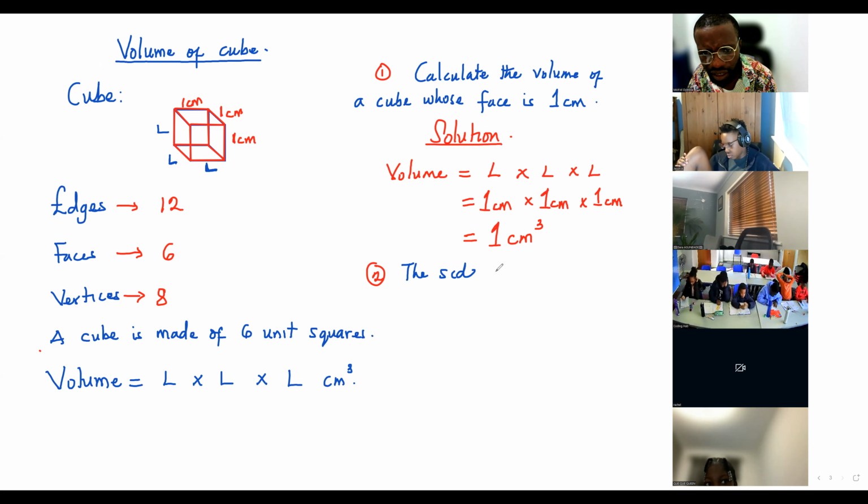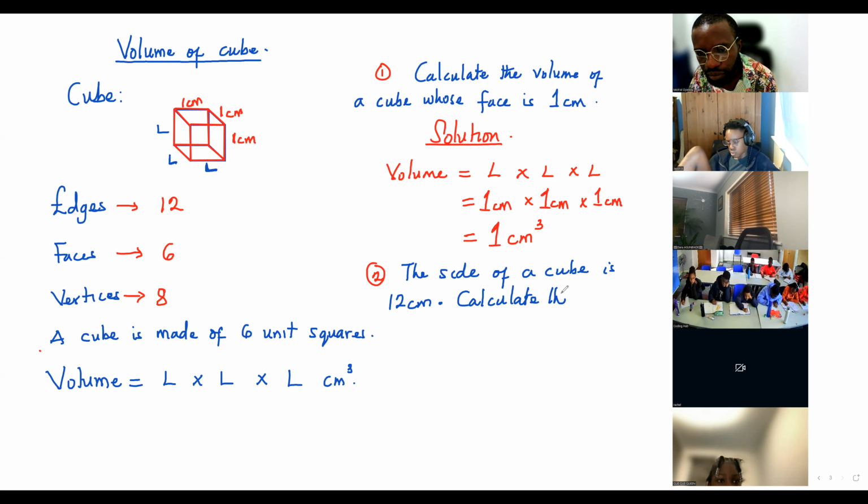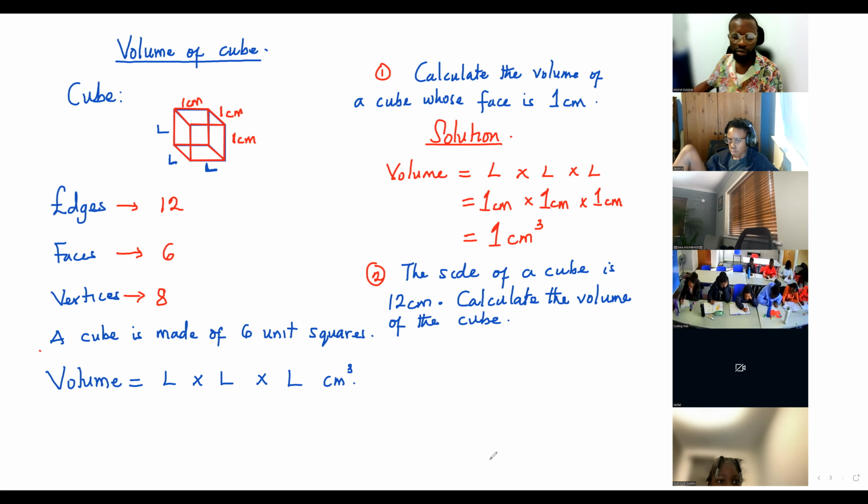The side of a cube is 12 cm. Calculate the volume of the cube. The side of the cube is 12 cm. Calculate the volume of the cube.